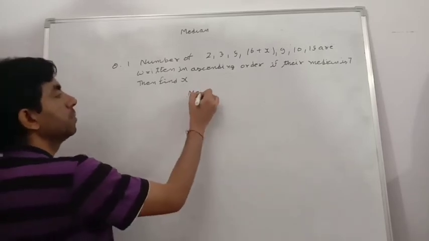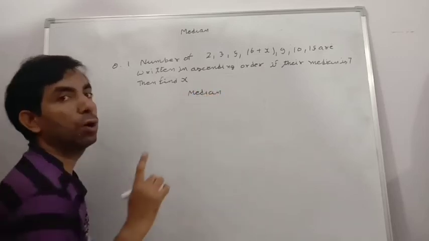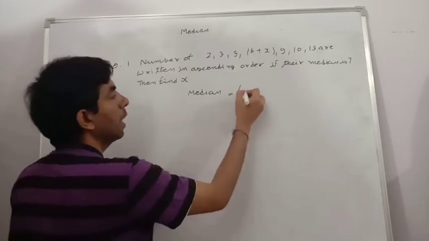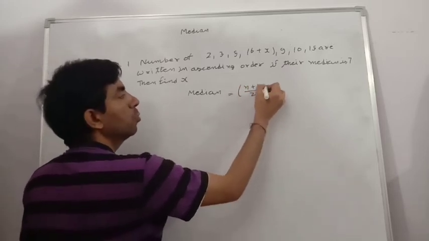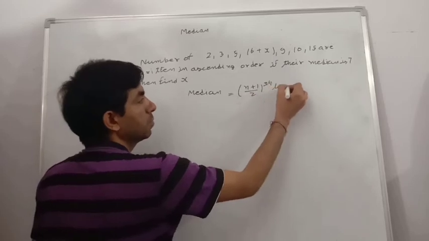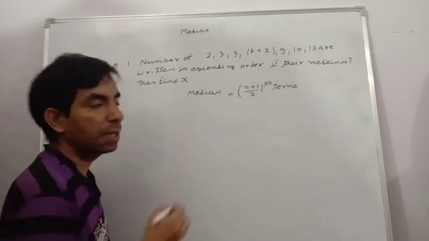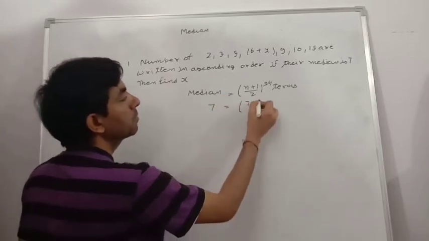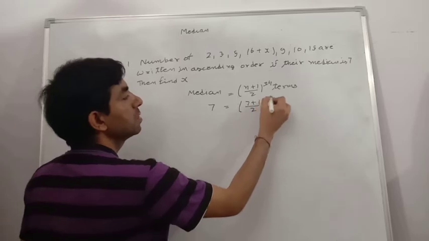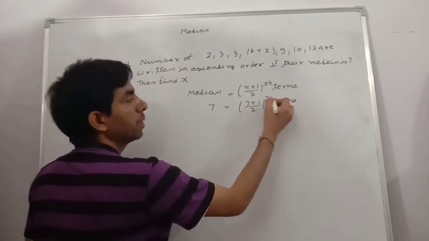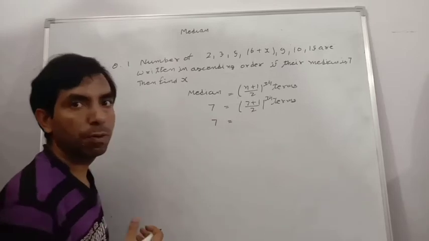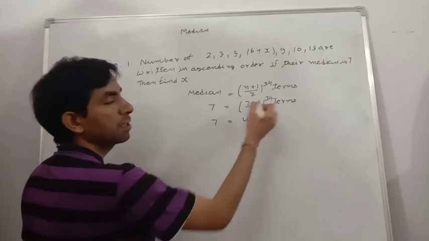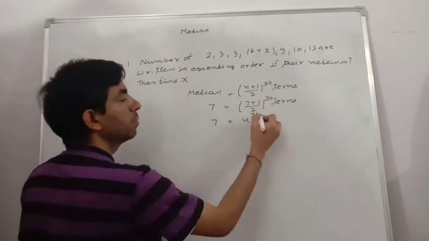The median formula for odd terms is the n plus 1 upon 2 th term. Here the median is 7, and n is 7. Next, 7 is n, because a number cannot solve by itself. Next, 7 plus 1 upon 2 means the fourth term.